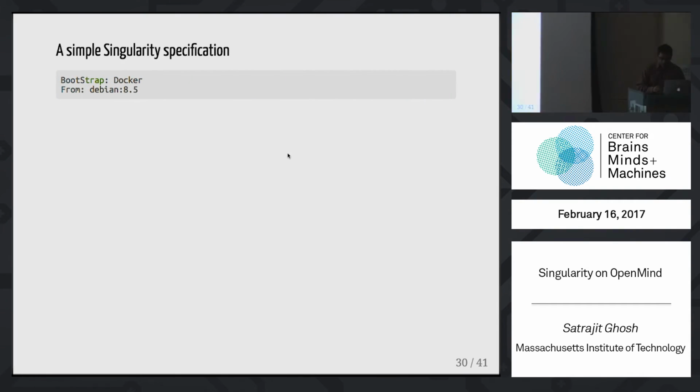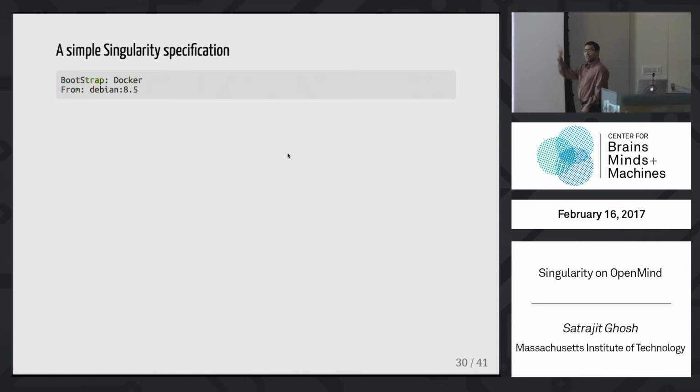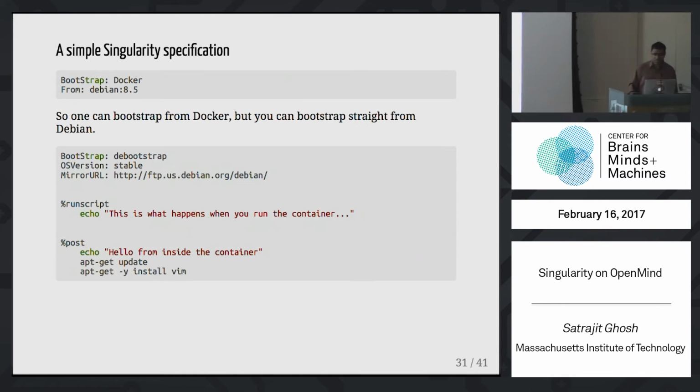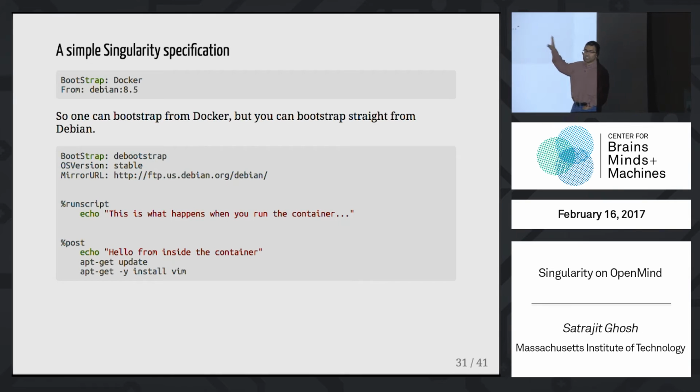Here, we're saying we're going to take Debian 8.5 and create an image for it. That's as simple as a specification can be. But you could do a few more things. Here, we're using not Docker, but a command called debootstrap, which exists on Ubuntu systems, actually downloading the image from the Debian repository itself.